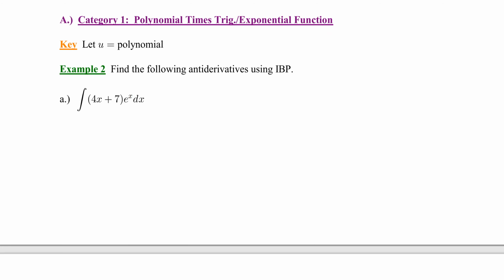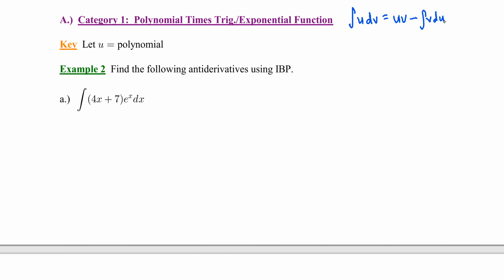We have just learned the integration by parts formula, which looks like the integral of u dv equals u times v minus the integral of v du. What we're going to do in the next couple of videos is look at strategies for choosing the substitution for u and the substitution for dv.